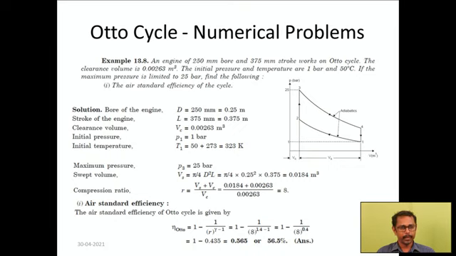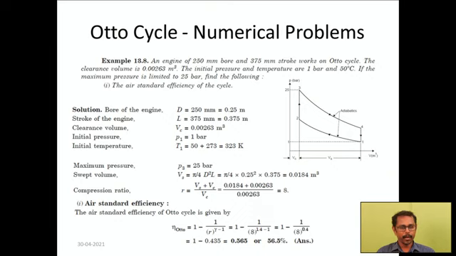In this problem, the diameter of the engine is given as D equal to 250 mm, which can be converted into meters, and the stroke is L equal to 375 mm, which is 0.375 meter, and the clearance volume Vc equals 0.00263 meter cube. The initial pressure is represented as P1, with the compression process starting from point 1 and ending at point 2. The initial pressure is P1 equal to 1 bar, and the initial temperature T1 is 50 degrees Celsius, which can be converted into Kelvin, as we are going to calculate with absolute temperature. The maximum pressure in this PV diagram is represented as P3, which is equal to 25 bar.